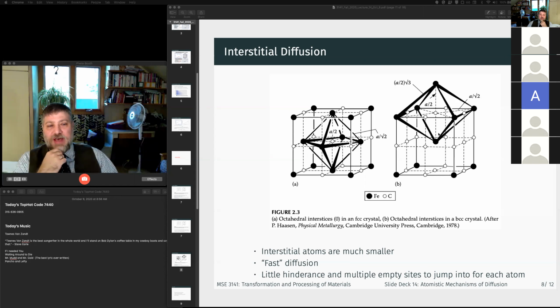So when you're tempering, you're getting the carbon out of your martensite and growing carbides in other places in your microstructure. Does that make sense? Yeah, thank you.